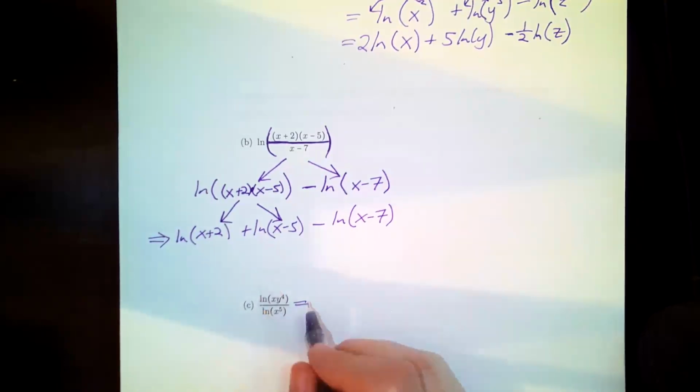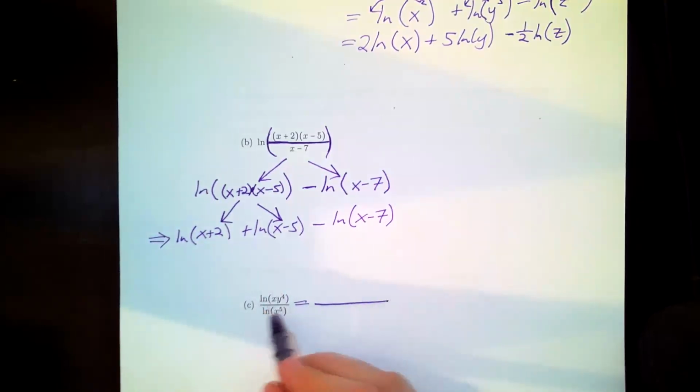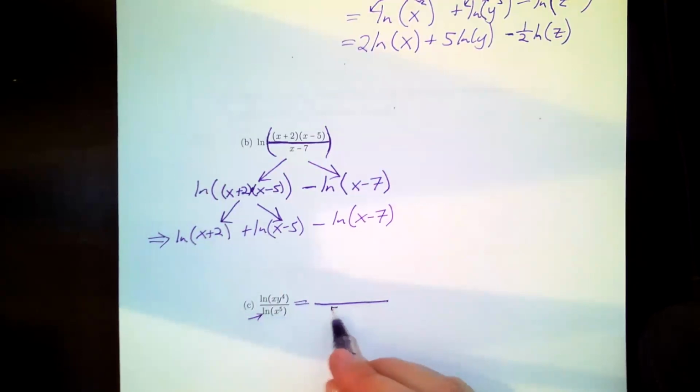But I can kind of work on each of these two things separately. If I look at just the bottom, ln of x to the fifth, can I simplify that any? When I see it, I see I have a fifth power on the x, so by that little power property, I could plop that 5 down and make that 5 ln of x down there.